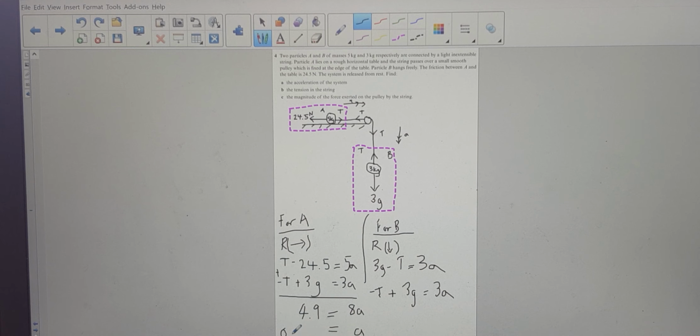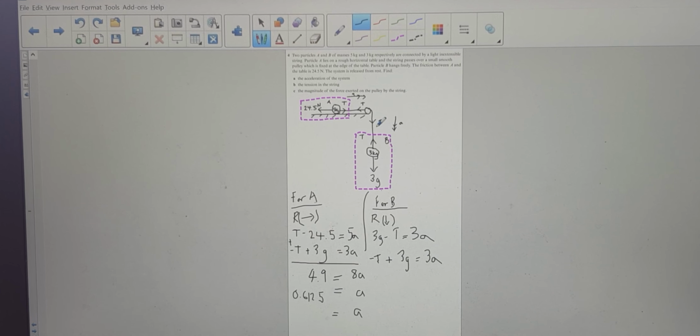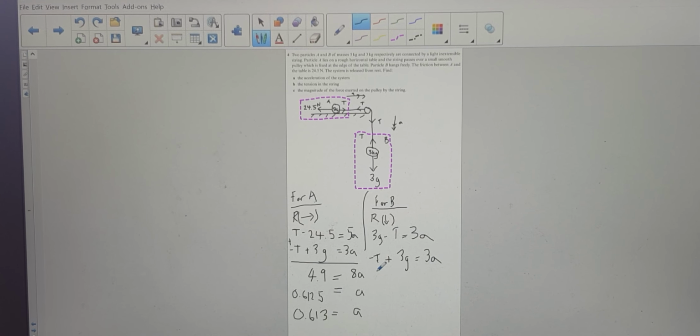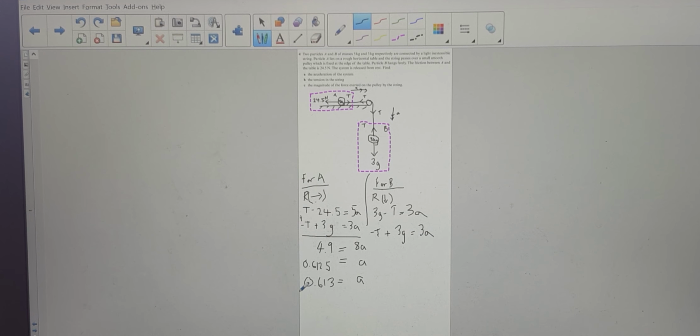Now, this is a weird quirk of the mechanics stuff. It wants you typically to round these things to 3 significant figures. If in doubt, round it to 3 significant figures. I find that a little bit weird because G is given to 2 significant figures, but if in doubt, round to 3 significant figures. So that's why the answer on the mark scheme is 0.613. When I start giving you exam questions, you'll see that they often round the answers to 3 or 2 significant figures. I think if in doubt, round it to 3 significant figures. Okay, right. So that's part A.